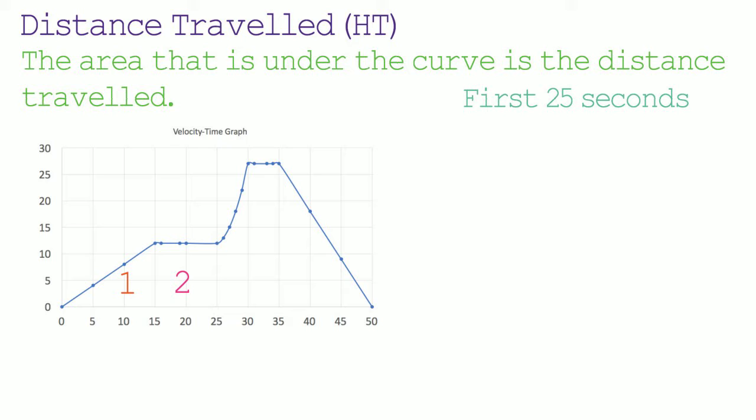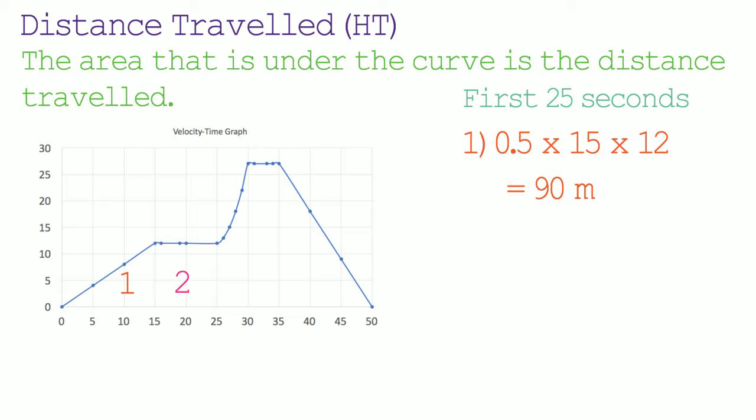So in order to work out the area of the triangle, we do the base times the height and then times this by 0.5. So the base is 15 seconds and the height is 12. So we do a half times 15 times 12. And this gives us a value of 90.